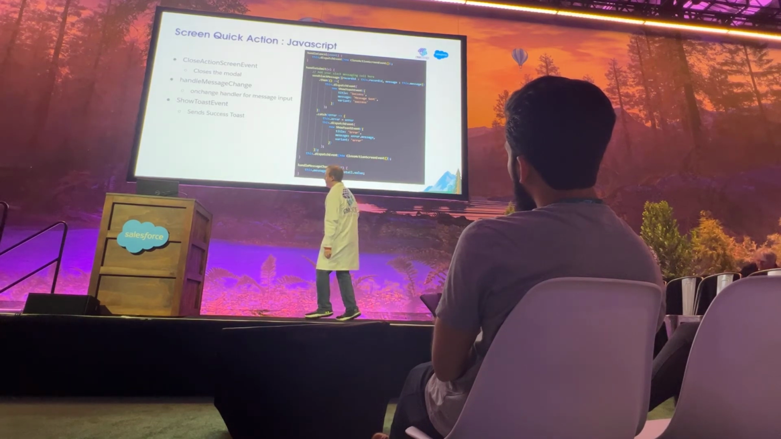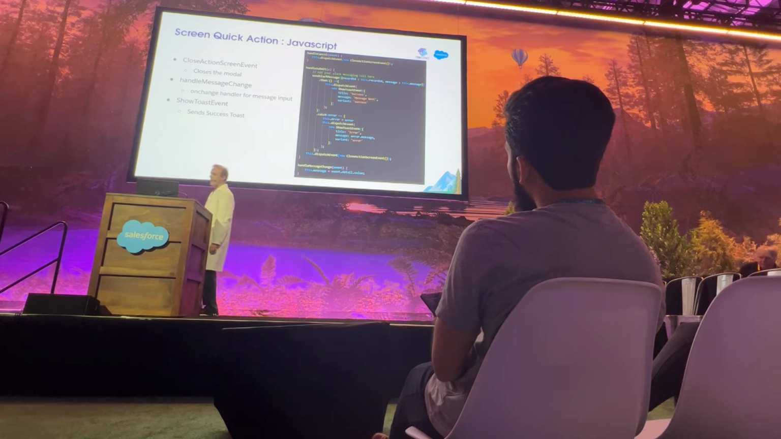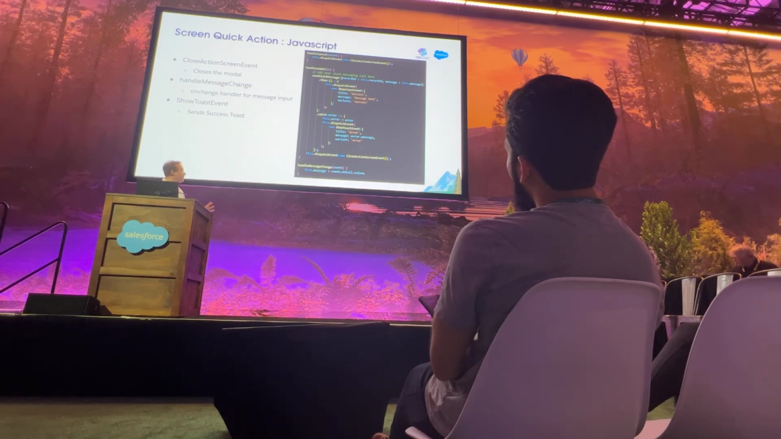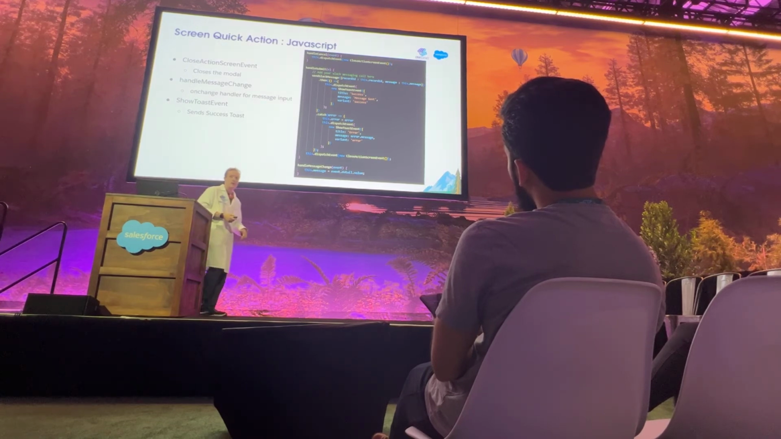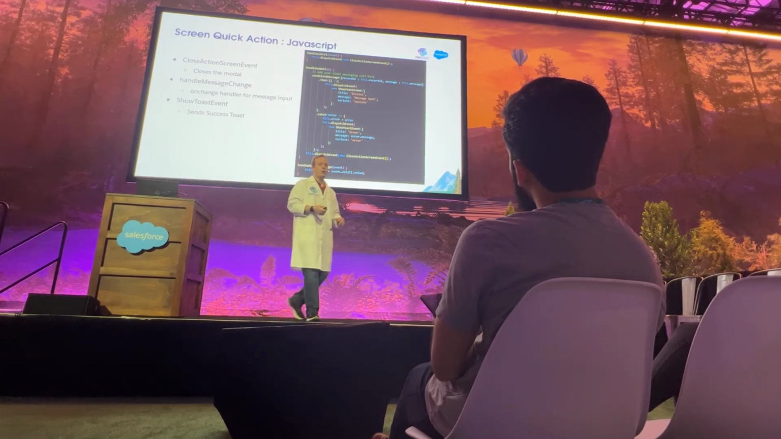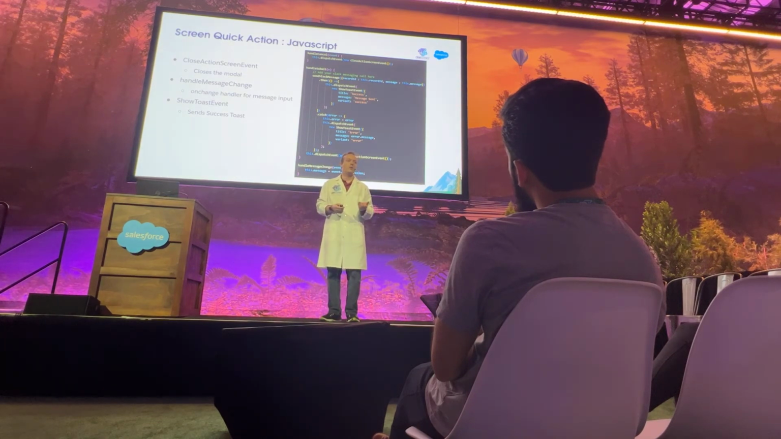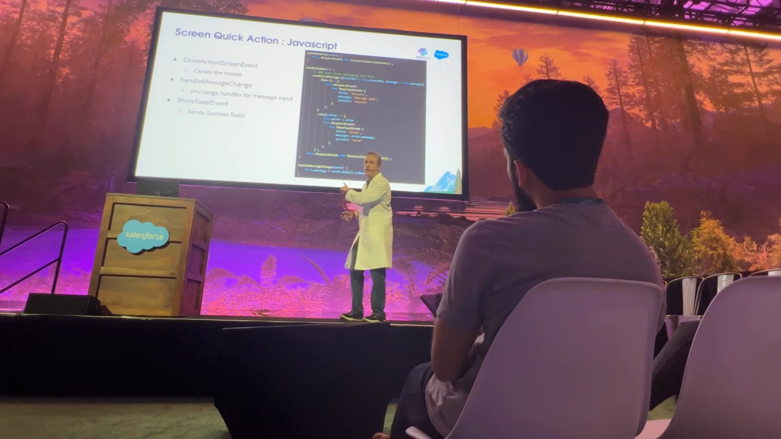Okay, let's look at the JavaScript for a second. Very similar, we're still calling this Apex method, send Slack message, but the main difference is I'm adding these close action screen event, and I do it twice. The close action screen event closes your modal for you. So whenever you want the modal to actually close, you need to call that event to make sure that the modal closes.